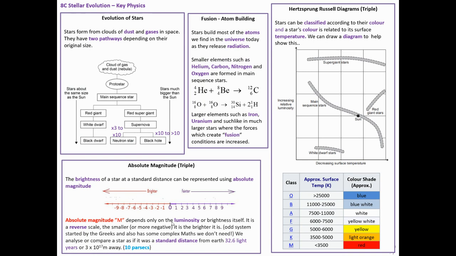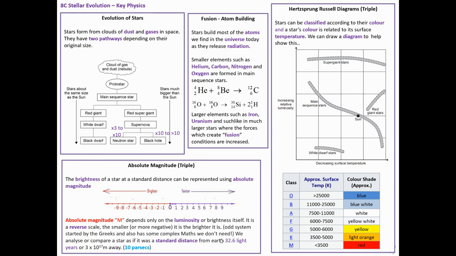The last thing here, it's a tricky one for triple students, is the brightness of a star at a standard distance can be represented using absolute magnitude. So there's this weird scale where actually when you go up in numbers, you're fainter. And if you go down in numbers, in a negative, get more and more negative, you are brighter. Absolute magnitude, M, depends on the luminosity or the brightness of the star. And it's this reverse scale, as we said, and it's an odd system started by the Greeks, and it has lots of complex maths that we don't need for GCSE.